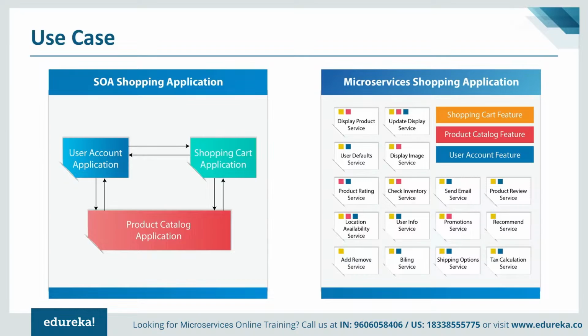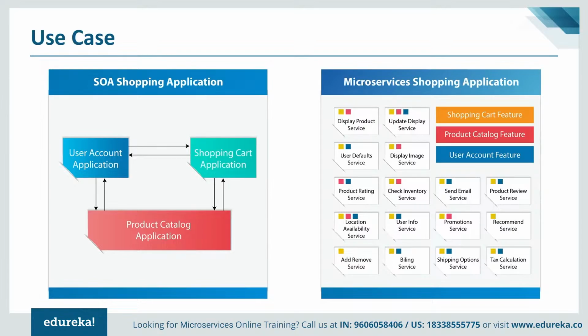Now this was a use case where the microservices shopping application was better, but then there are also times when an SOA shopping application is better for you. So this was a classic use case of where a microservices shopping application is the best fit. But let's see a use case where an SOA type of shopping application and the SOA architecture comes out better. And that example is when your product is not actually that big.